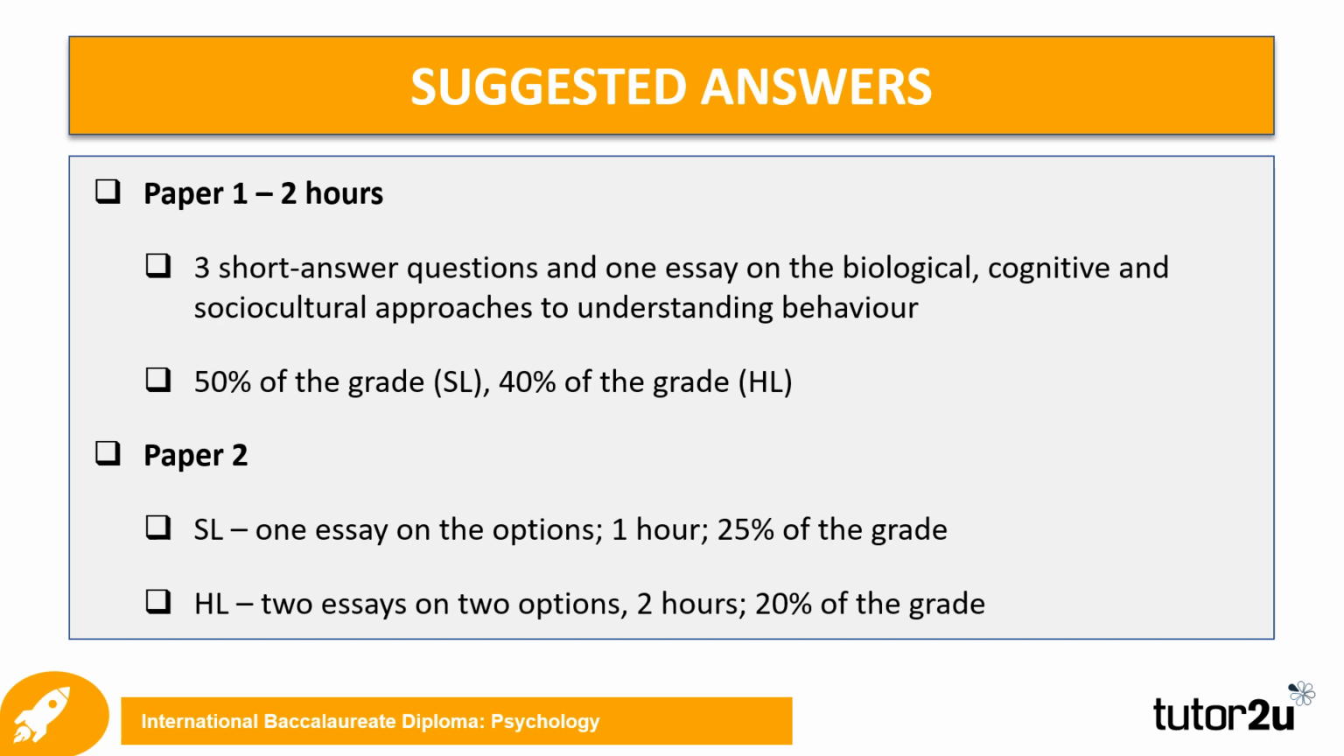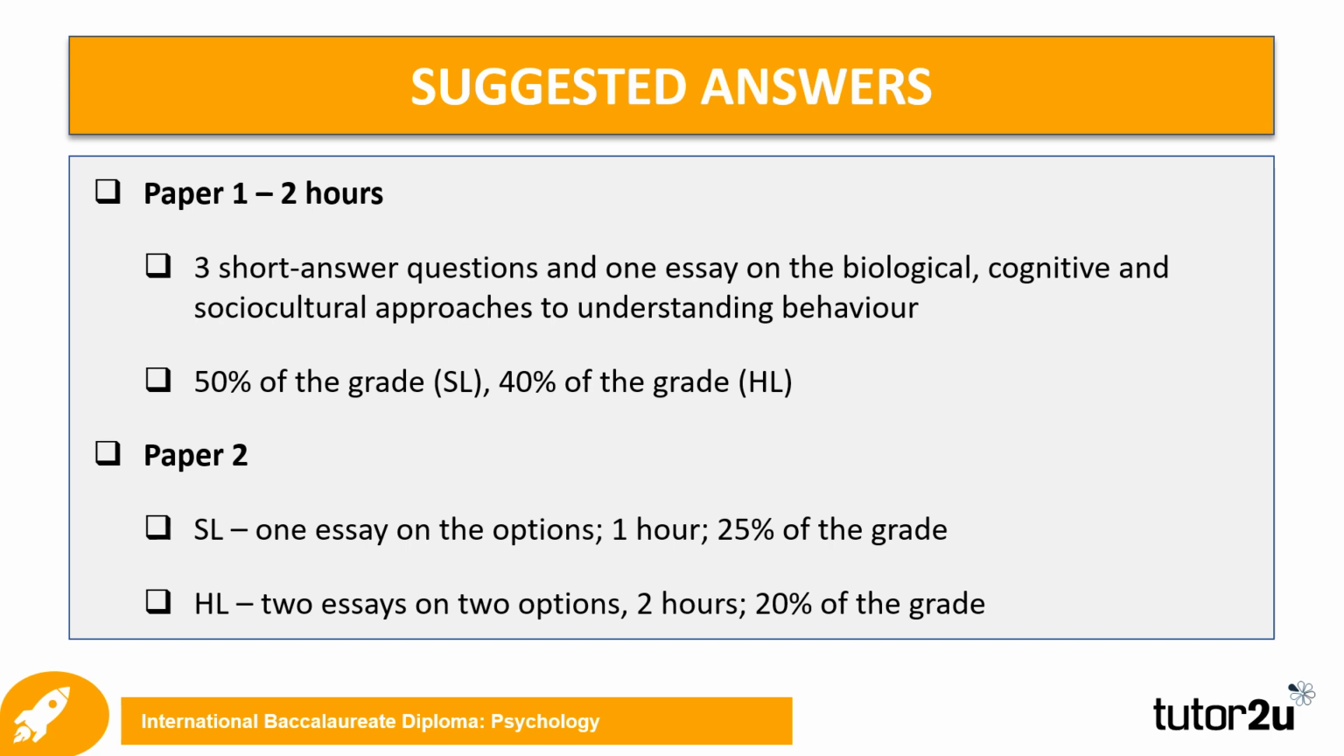Assessment in the IB Psychology course consists of papers 1, 2 and 3 and internal assessment. Paper 1 lasts 2 hours and consists of 3 short answer questions and 1 essay on the biological, cognitive and social cultural approaches to understanding behavior. It is worth 50% of the grade for standard level students and 40% of the grade for the higher level students.